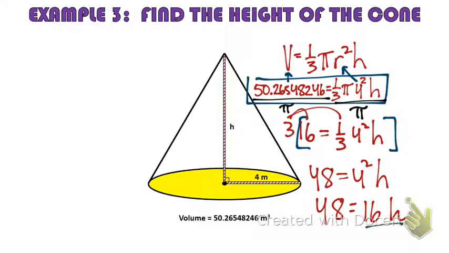And finally, I'm going to divide both sides of my equation by 16. And 48 divided by 16 is 3. So I just found out that the height of my cone is 3 meters.